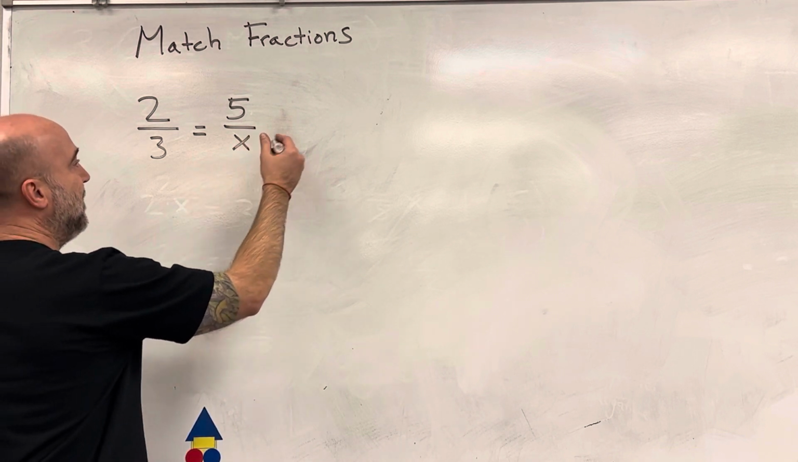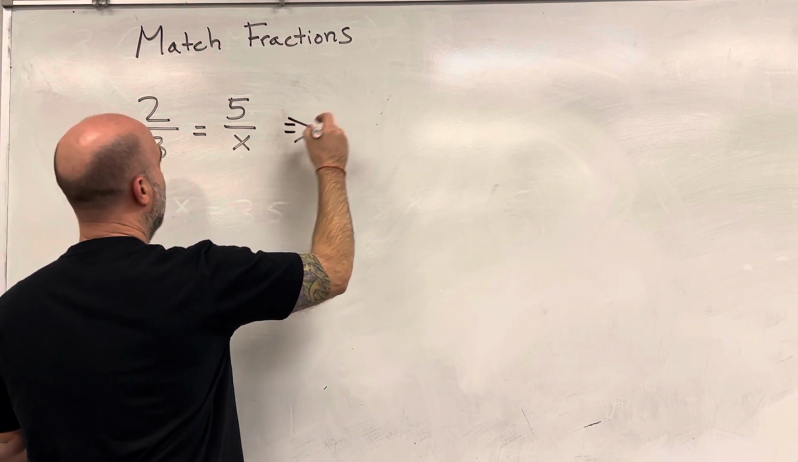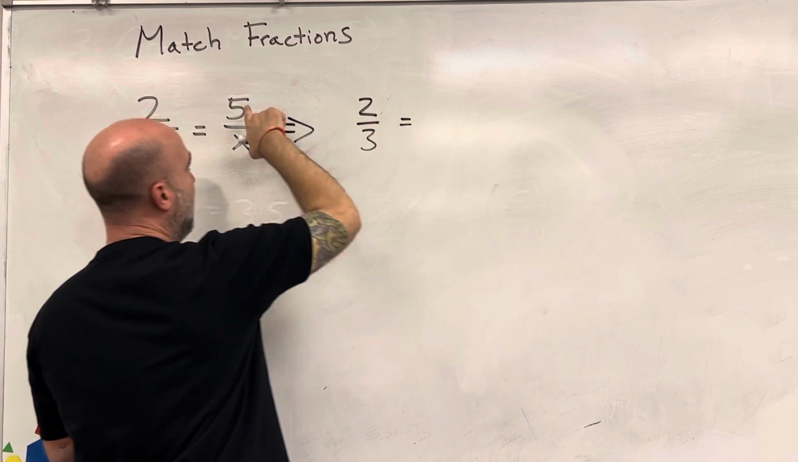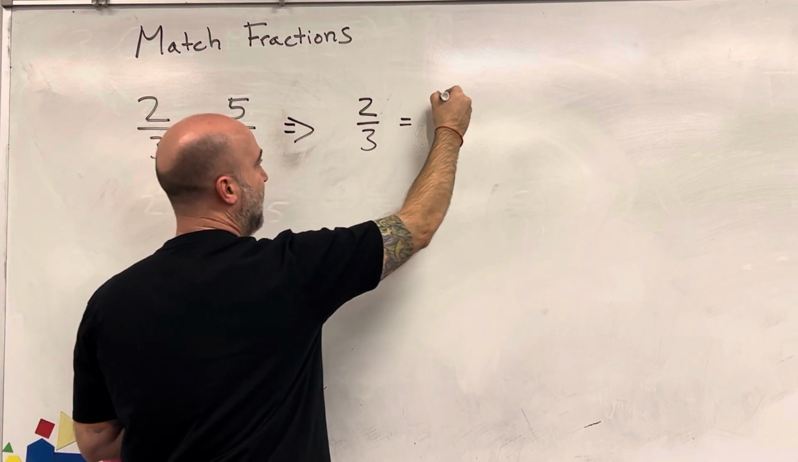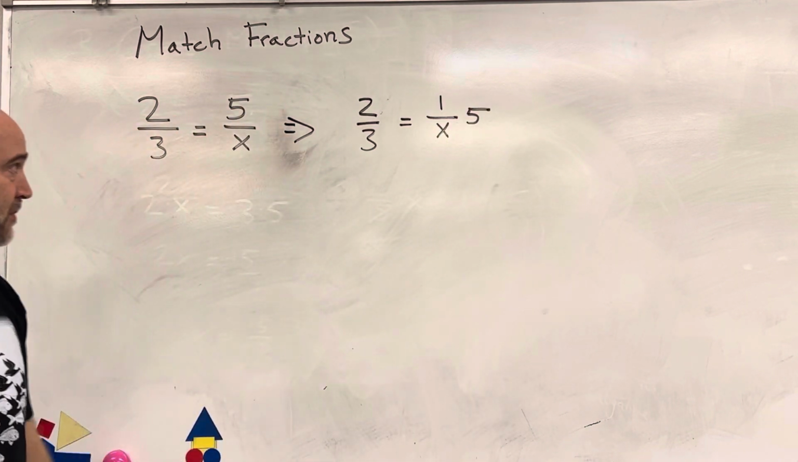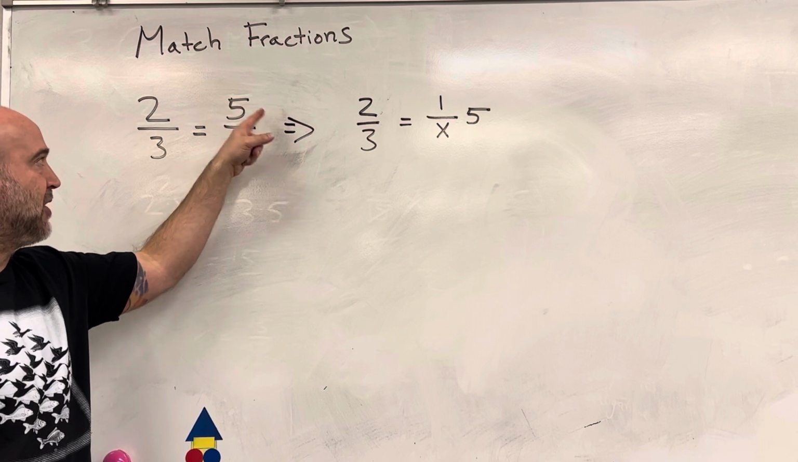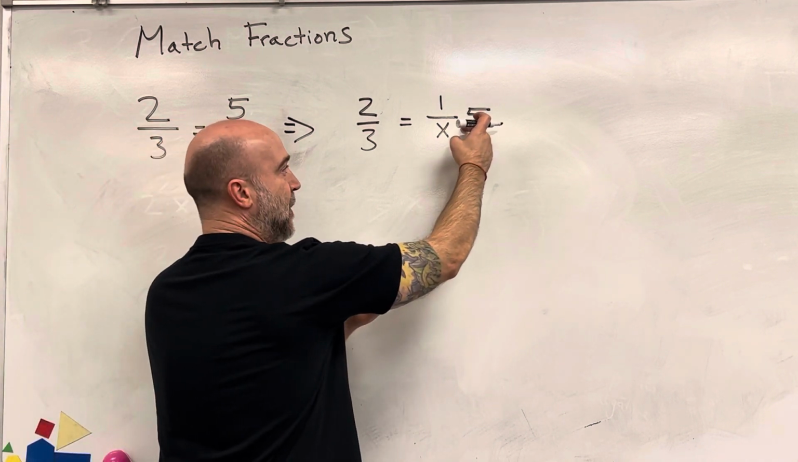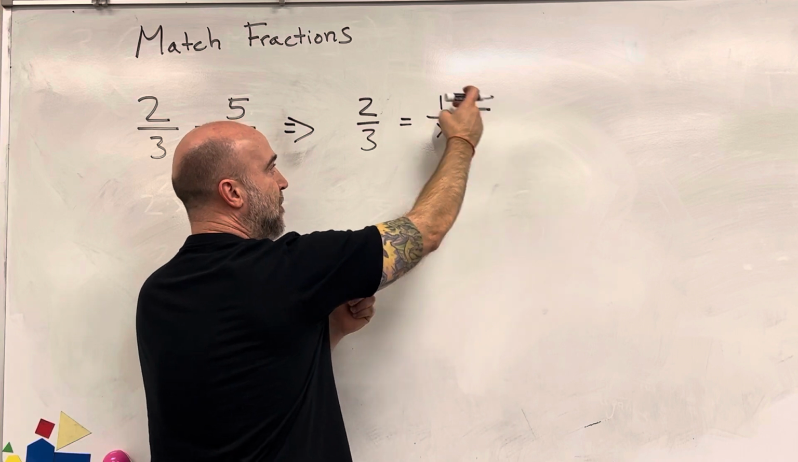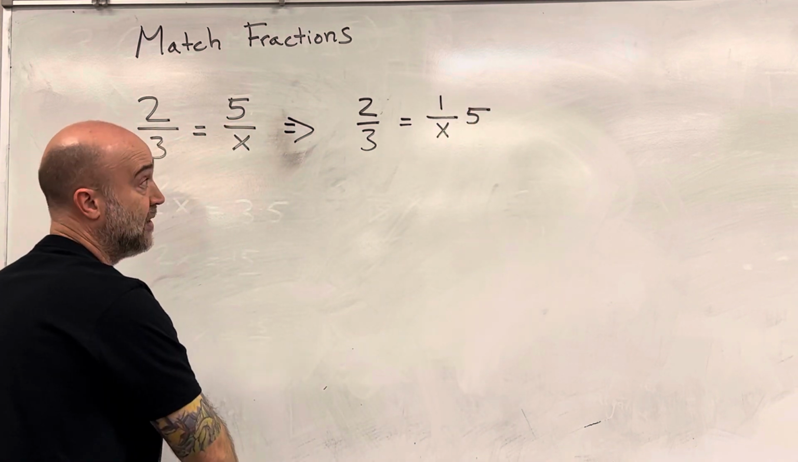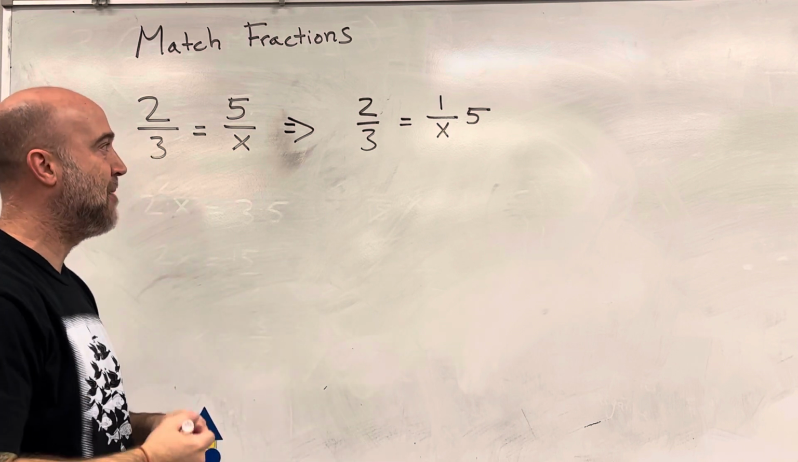So this can be rewritten as, we have our 2 over 3 on the left equals, now if I move that 5 out in front, that's going to be 1 over x times 5. Okay, so remember, a number on top can just be moved out front. You can also verify it by putting this over 1, that would multiply to the top, 5 over x again.